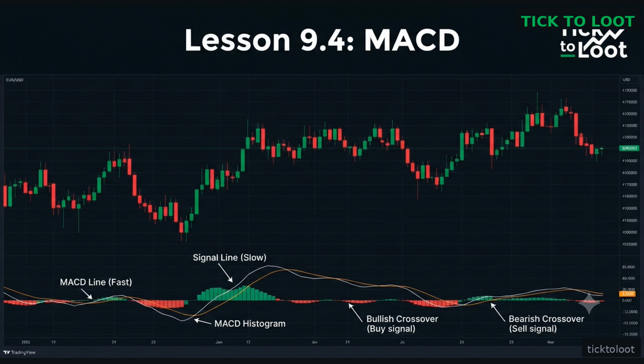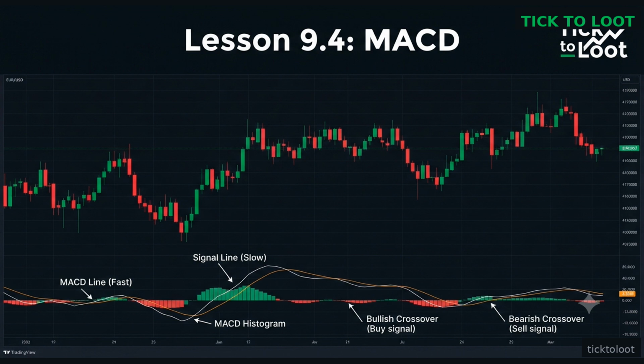Today we are on Lesson 9.4 of Unit 9, Technical Indicators. In this lesson, we're going to cover the MACD indicator, its components, and how to use it for trend confirmation and momentum measurement. By the end of this video, you will understand how to apply the MACD indicator to your trading strategy and identify potential buy and sell signals.